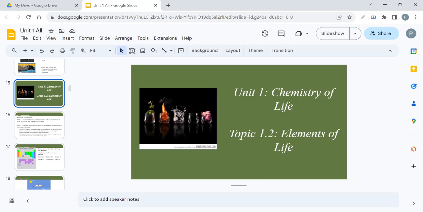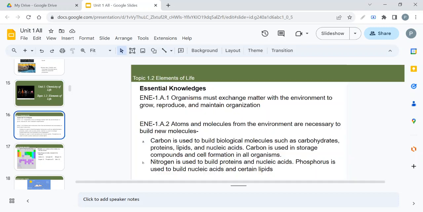All right, gang, here we go. We're going to go ahead and go into our second lesson for biochemistry, which is going to be about the elements of life. So the first one about water was very, very lengthy. This one's actually going to be relatively shorter. So, again, as normally, we're going to go through our essential knowledges, and then we'll get right into the material. We're going to take a look real fast.